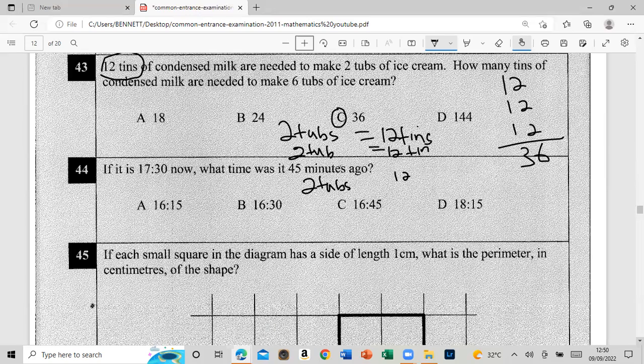Alright, if it is 17:30 now, what time was it 45 minutes ago? So now it is 17:30. What time was it 45 minutes ago? Alright, so basically guys, if you know the time, this is basically 5:30, right? You should convert it. So just subtract the 12, and you get 5:30.